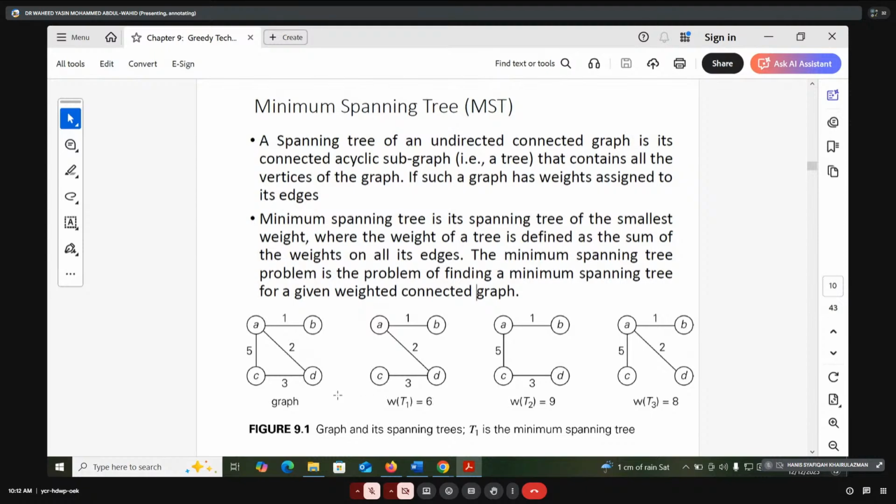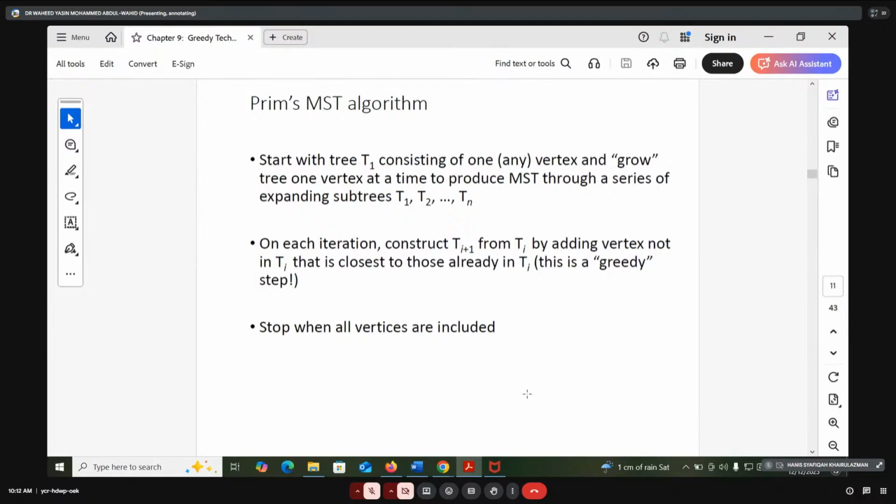So what is the best one is number 1, because it gives me only 6. Here it will give me 9, here it will be 8. So there is what we call algorithm to find the minimum spanning tree. We have Kruskal and Prim.